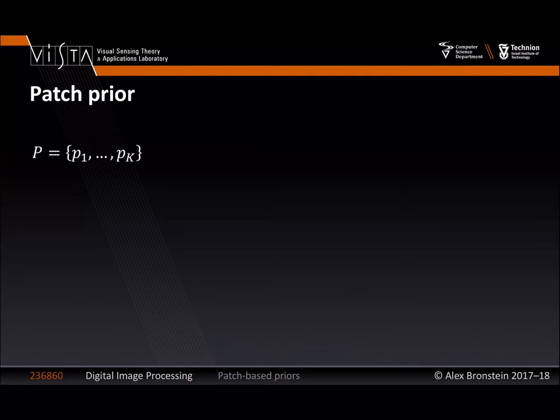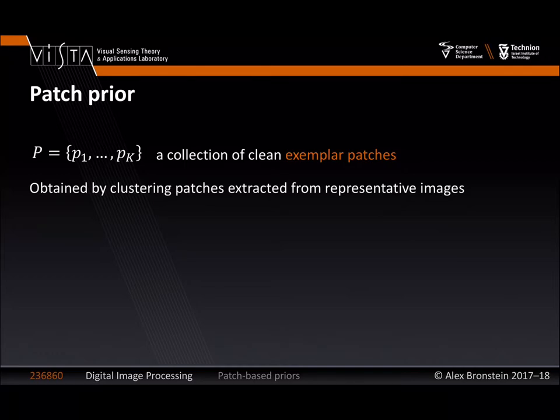Okay. Now let's assume this is the way I'm going to build my patch prior. Let's assume I have some collection of clean exemplar patches. I have k examples of patches, and k can be a very big number. The way I actually obtain this collection, I take many good high quality images. I extract all the patches in these images, so basically just many patches with overlaps, and then I do clustering to k clusters. So I have k representative patches from images. Let's say 8x8 patches from images. And this is my collection.